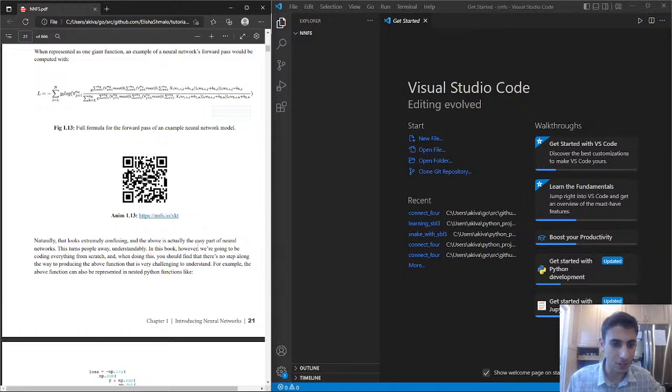And the above is actually the easy part of neural networks. Yeah, the forward pass is actually the easy part. That's funny. This turns people away, understandably. In this book, however, we're going to be coding everything from scratch. And when he says scratch, he means using NumPy, which is not Scratch. We are doing it from scratch.